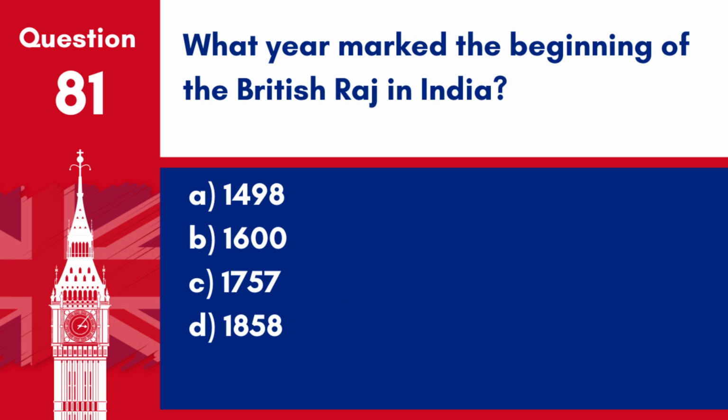Question 81. What year marked the beginning of the British Raj in India? A. 1498, B. 1600, C. 1757, D. 1858. Answer: D. 1858. The year 1858 marked the beginning of the British Raj in India, following the Government of India Act 1858, which transferred governance from the East India Company to the British Crown.